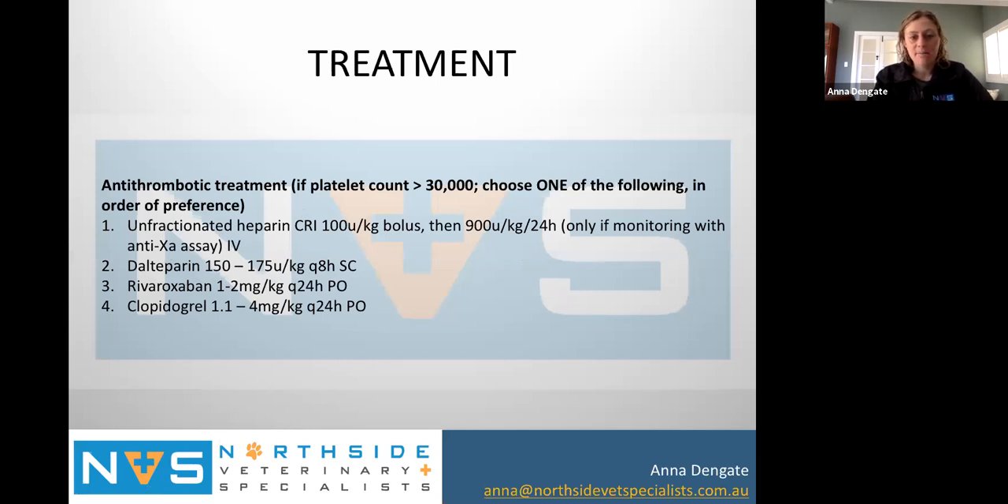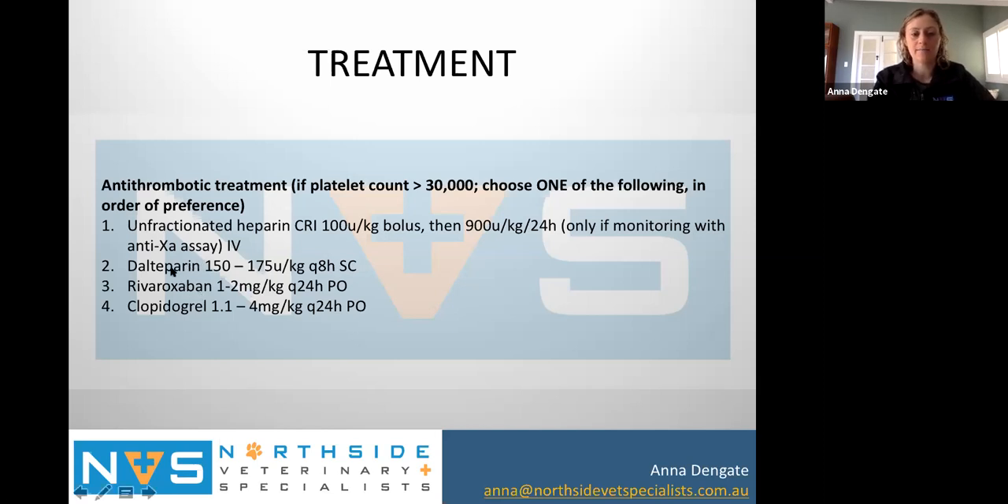Now, all IMHA patients should be getting one of the following antithrombotic agents, because the biggest risk to them survival-wise, because we can manage anemia with transfusions, is clots. I've put unfractionated heparin CRIs in. It's not practical in Australia. We just don't have the monitoring assays available at point of care. So I wouldn't use these myself, but it is listed.